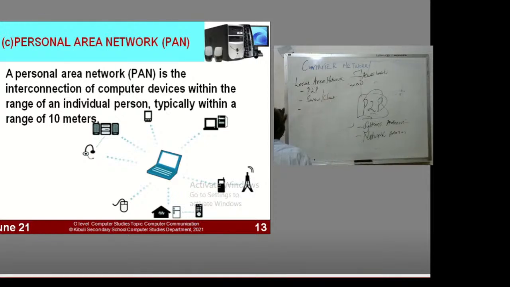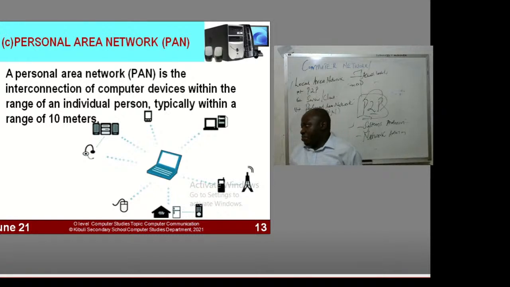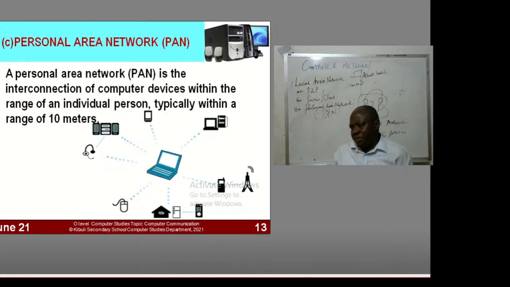Then, thirdly, we are looking at the personal area network. This is A, this is B, and then this is C. Those ones fall within the personal area network. You'll find most people writing PAN. This is the interconnection of computer devices within the range of an individual person, typically within a range of 10 meters. That can be within your house.